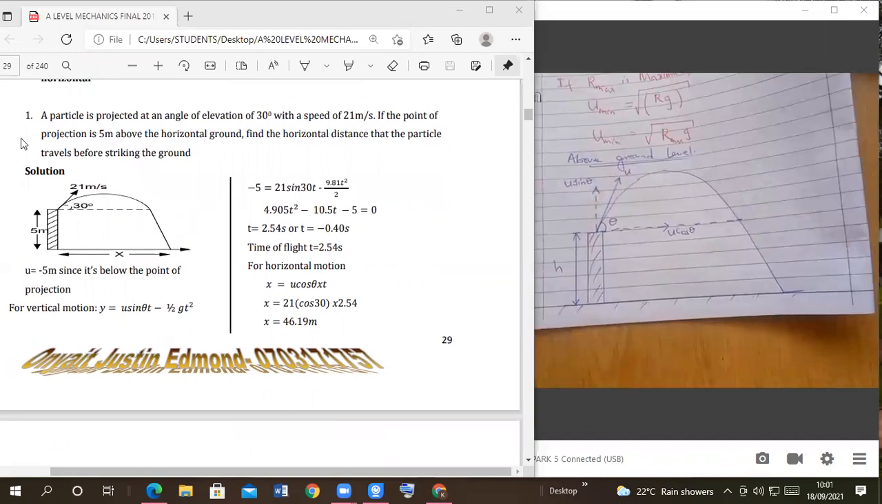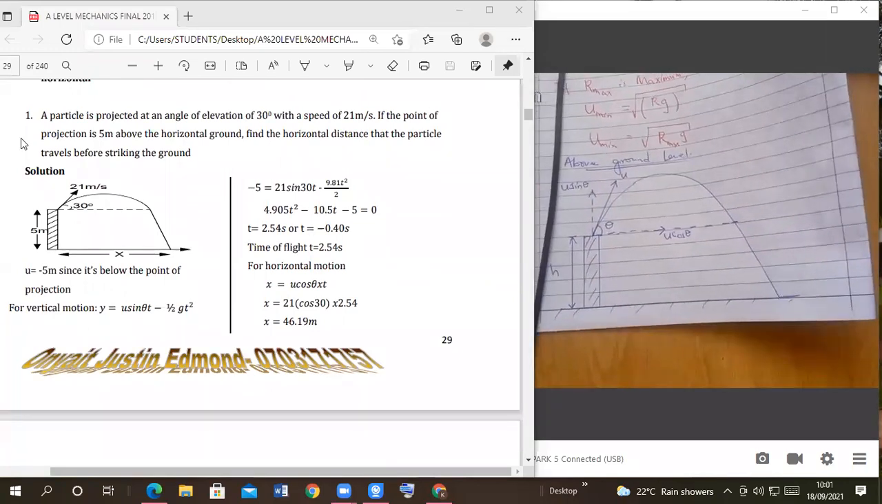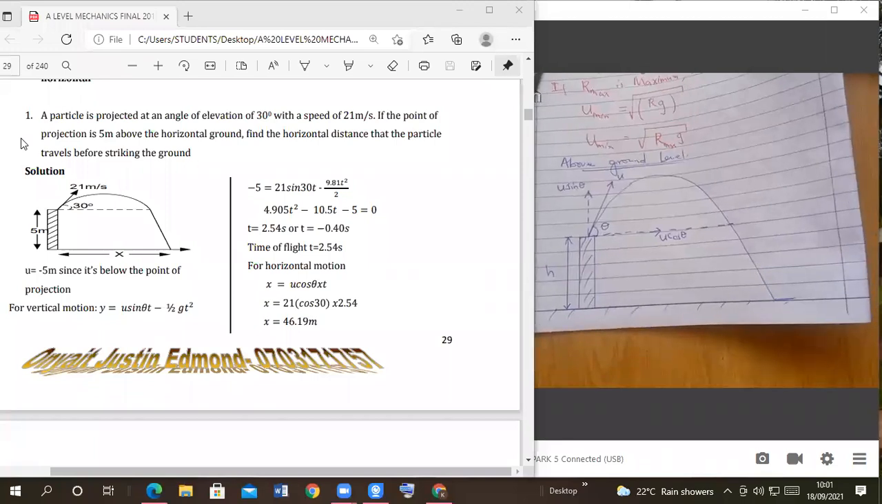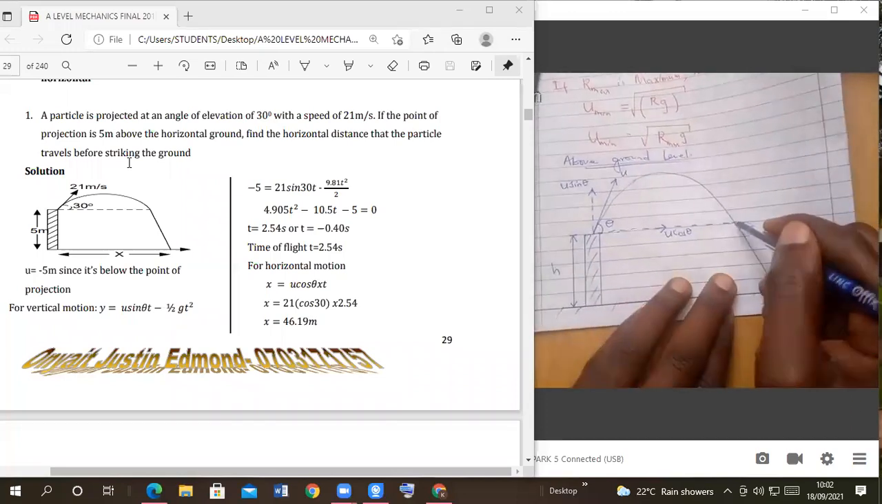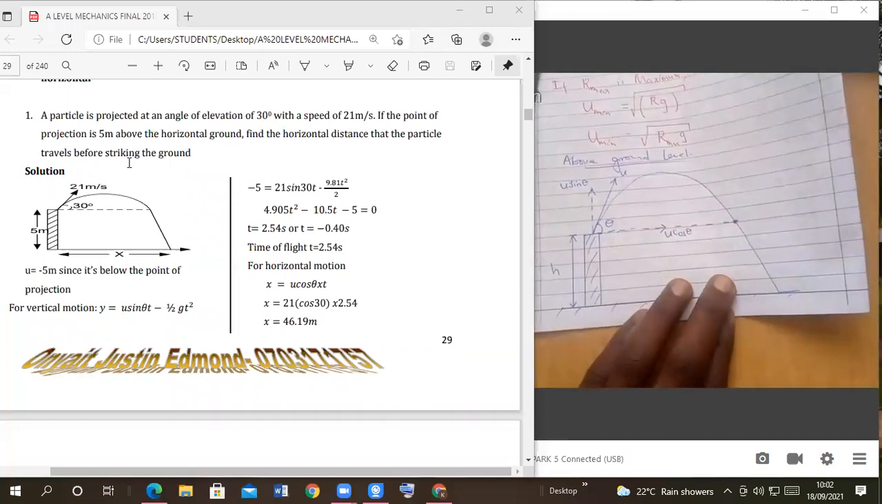So let's look at example number 1. They're saying a particle is projected at an angle of elevation of 30 degrees with a speed of 21 meters per second. If the point of projection is 5 meters above the ground, find the horizontal distance that the particle travels before striking the ground. So they're just asking for the range. They're asking for this distance here.